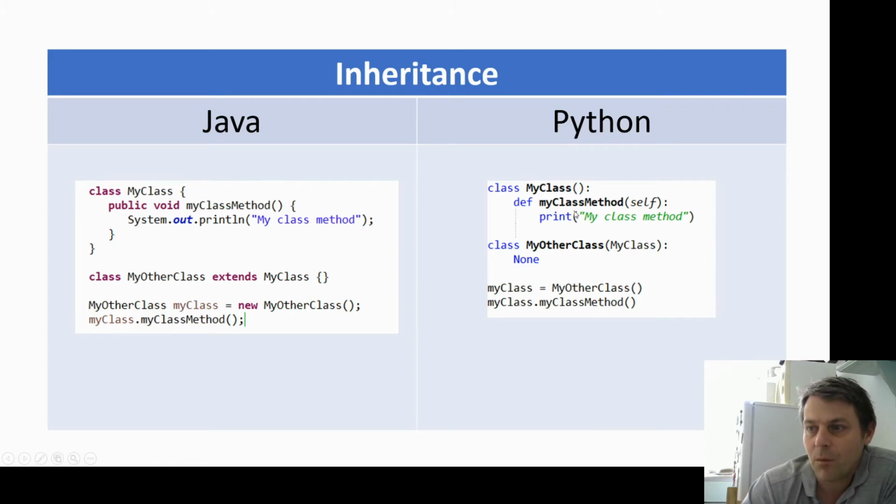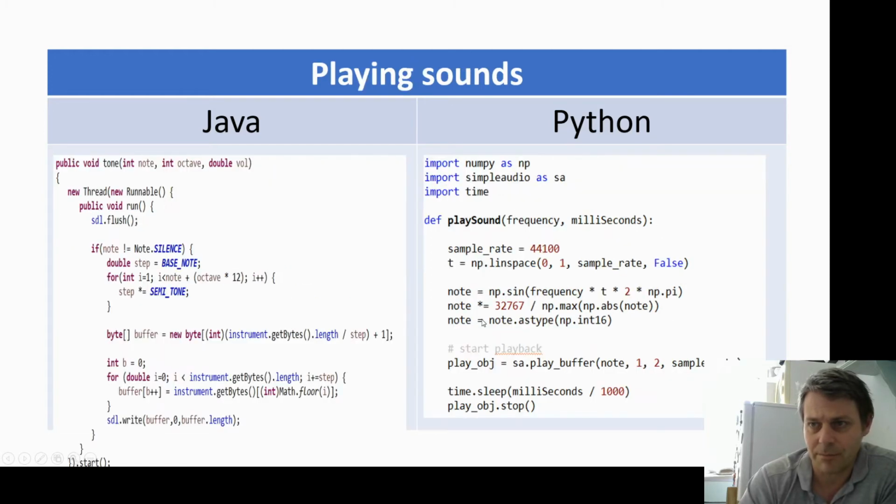In Python we put the parent class in the brackets of the child class, so we say my class, there's the method defined, printing my class method, and then for the child class we say my other class, in brackets the class that it extends. Now I had a compiler error here, so I just put the none keyword in just to make it compile. And so this is doing the same thing as this. It creates a my other class, but it calls the my class method in its parent class. So that's inheritance in Python.